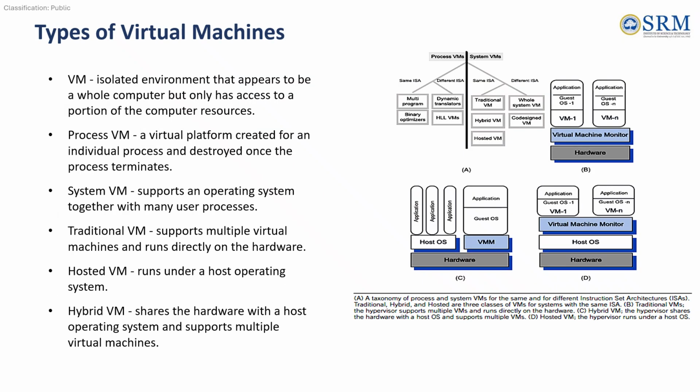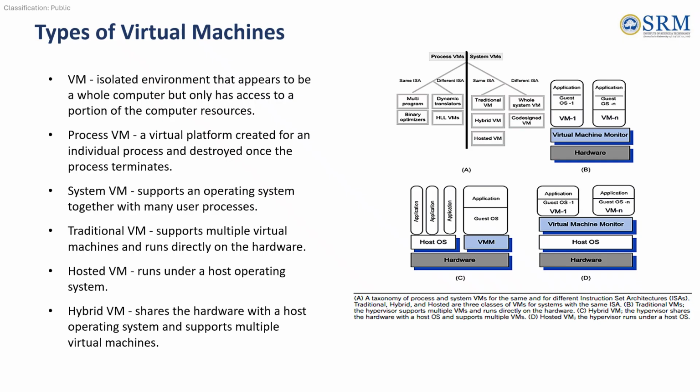Types of virtual machines. A virtual machine is an isolated environment that behaves like a complete computer, even though it uses only a portion of the physical system resources. A process virtual machine is created for a specific application or process and exists only while that process is running. Once the process ends, the virtual machine is destroyed. A system virtual machine supports a complete operating system along with multiple user applications, similar to a real computer.